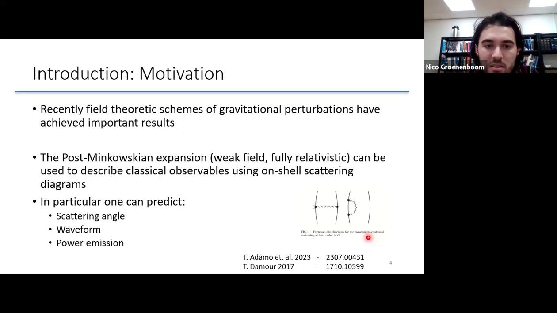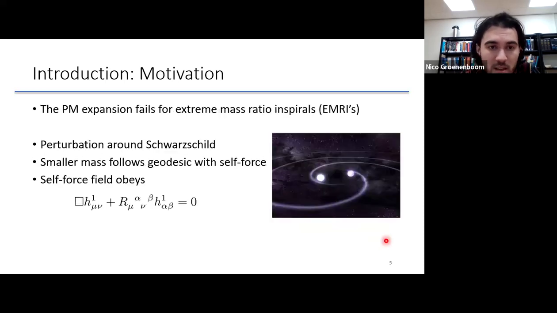So in particular, the post-Minkowskian expansion, which is an expansion of a weak gravitational field around a flat spacetime in a fully relativistic manner. This PM expansion can be used to describe classical observables by using on-shell scattering diagrams. So these would be the kind of diagrams here where there are external scalars or other massive objects, and they exchange some perturbed graviton to exchange information. And this method can in particular be used to predict the scattering angle, waveform, and power emission of binary inspirals, which is a huge success.